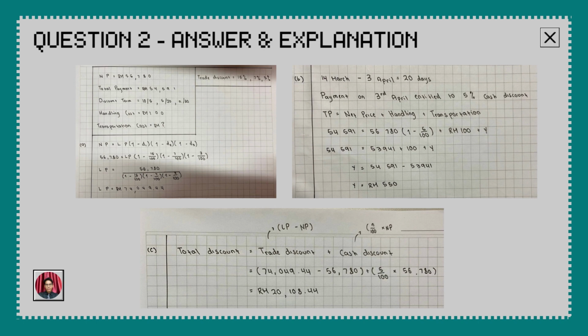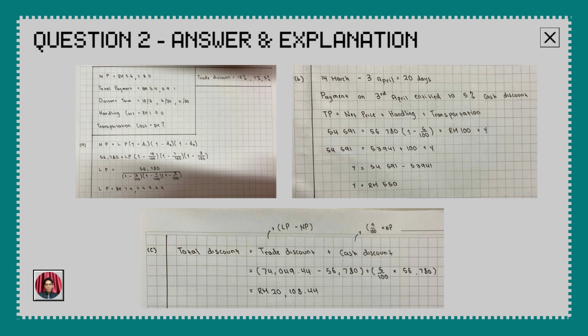First thing first, we must make sure to bring out all the information that has been given in the question. For question A, find the list price of the items. We need to use a formula where there is a list price in it. The formula will be net price equal to list price (1 minus D1)(1 minus D2)(1 minus D3). Just fill the formula with all the information that we have and rearrange the equation and you will get the answer for question A, 74,049 ringgit and 44 cents.